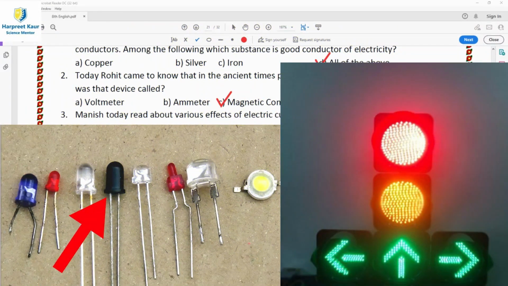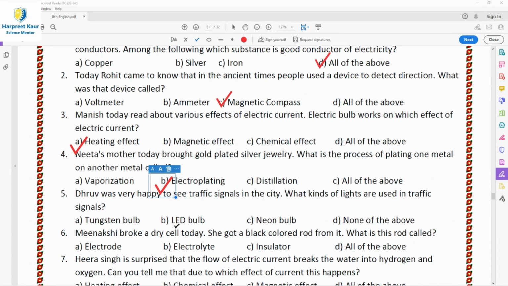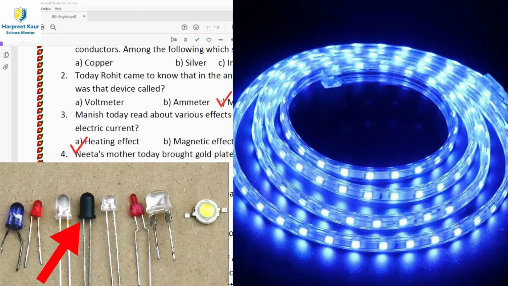It is connected to the positive terminal of the battery, and the smaller one is connected to the negative terminal of the battery. So these are increasingly being used nowadays because, number one, they are very lightweight and have a longer lifetime, and secondly, LEDs consume less electricity. So answer 5, option B, that is LED bulb, is the right answer.